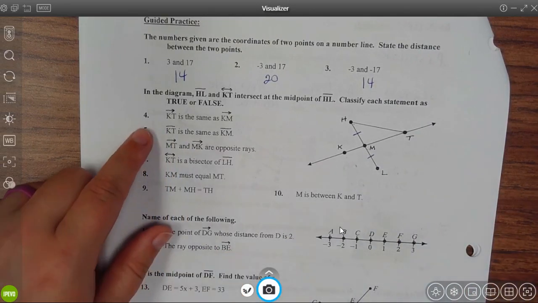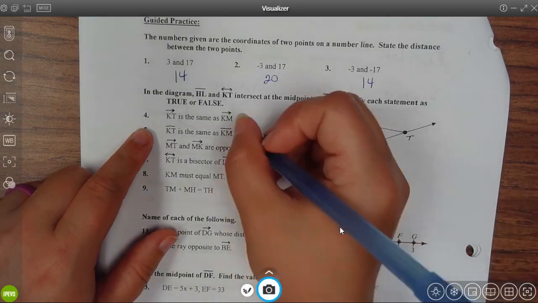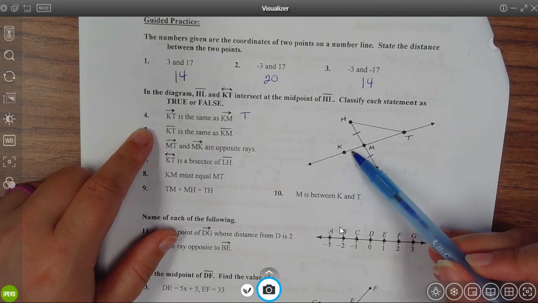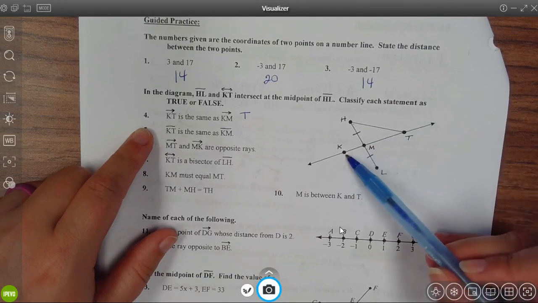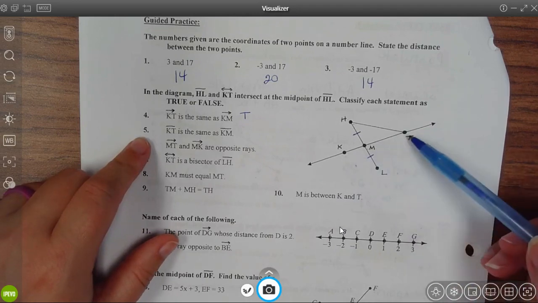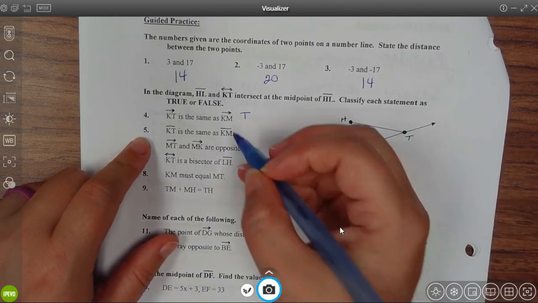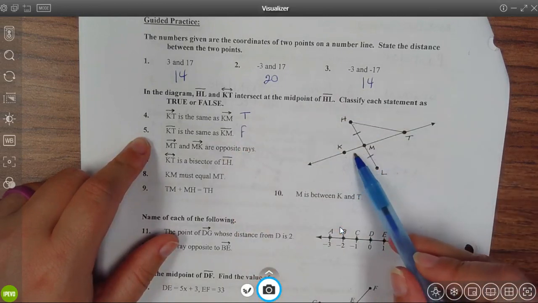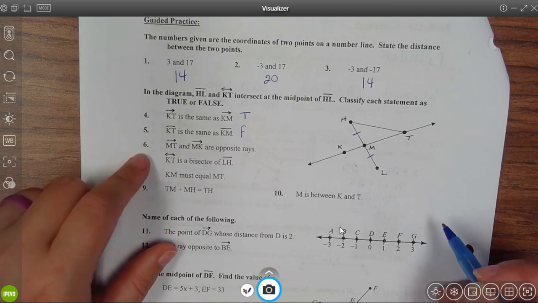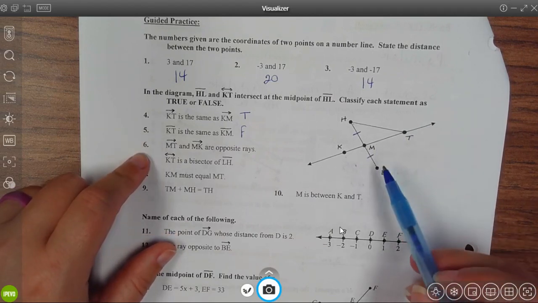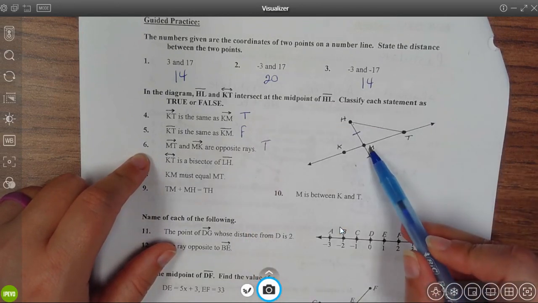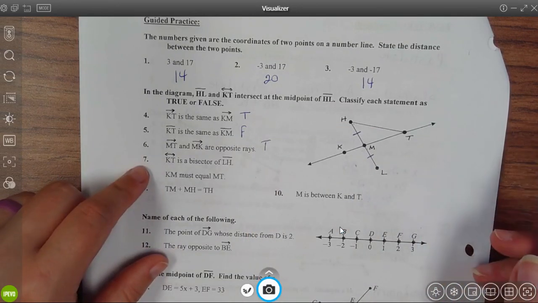Number 4 says ray KT is the same as ray KM. That is true. If you follow ray KT, it goes from all the points from K this way. Ray KM starts at K and follows all the points that way as well. Number 5, segment KT is the same as segment KM. That's false. KM is only this portion, whereas KT is larger. Number 6, ray MT and ray MK are opposite rays. That's true. They both start at the same point and go in opposite directions.